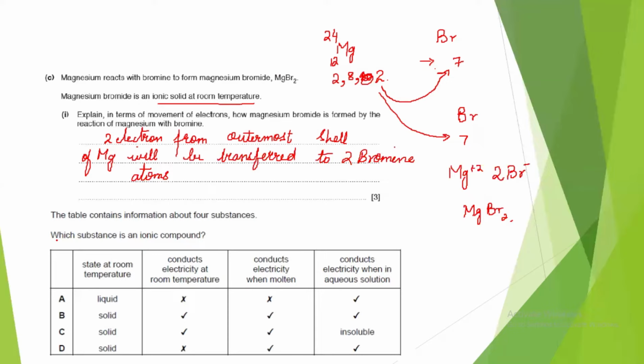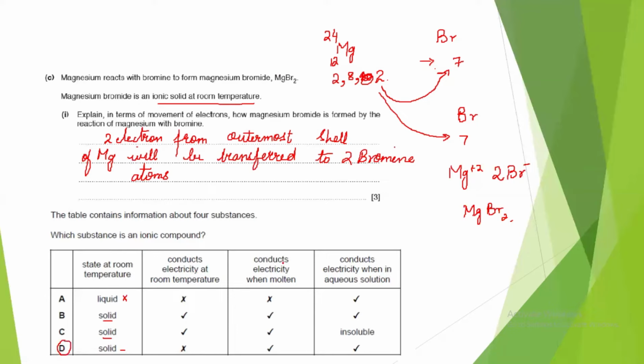Now, this is an MCQ. The table contains information about 4 substances. Which substance is an ionic compound? First of all, most ionic compounds are solid, so option A becomes incorrect. Can they conduct electricity at room temperature? No, they cannot conduct electricity at room temperature. So only this option seems to be right.